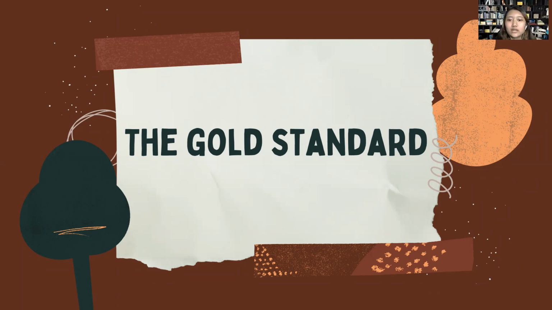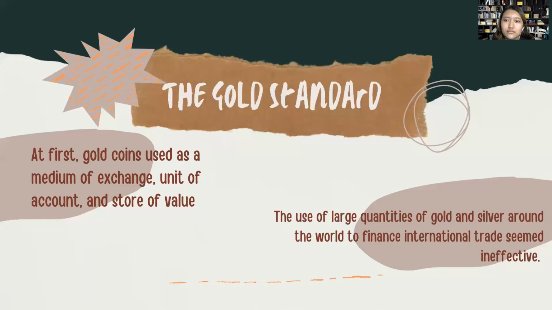Next, I will explain the gold standard. So what is the gold standard? The gold standard is the use of gold coins as a medium of exchange, unit of account, and store of value. At first, gold coins were used by many countries for their trade.